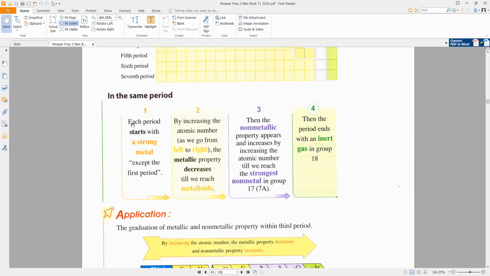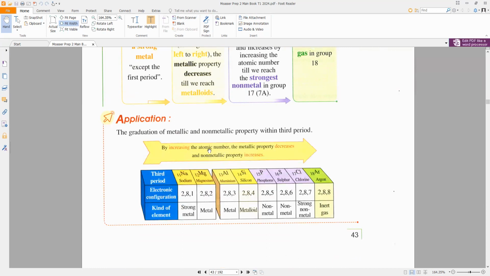And we see the metallic property in the period. The atomic number in the period increases. The atomic size as we move decreases. The electronegativity as we move in the period increases, because electronegativity is related to atomic size. Size decreases, so the attraction between the nucleus and the outermost electron increases, electronegativity increases, and the metallic property decreases.